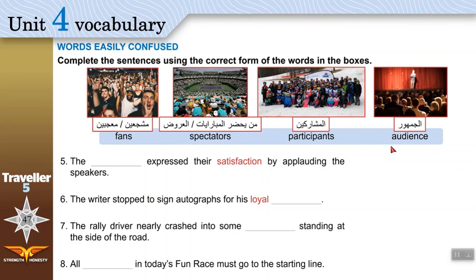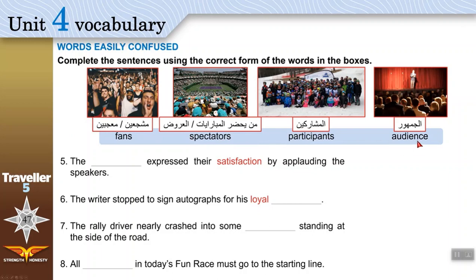Audience and spectators can be confusing to many, so please listen to me very carefully. Do you know the word audio? The word audience is related to audio. Audio means sound, something you hear. If you go to an event where listening is more important than watching, then you are one of the audience. If you go to an event where looking is more important than listening, then you are a spectator. Even if it's not sports, if it involves more watching, then you are a spectator.